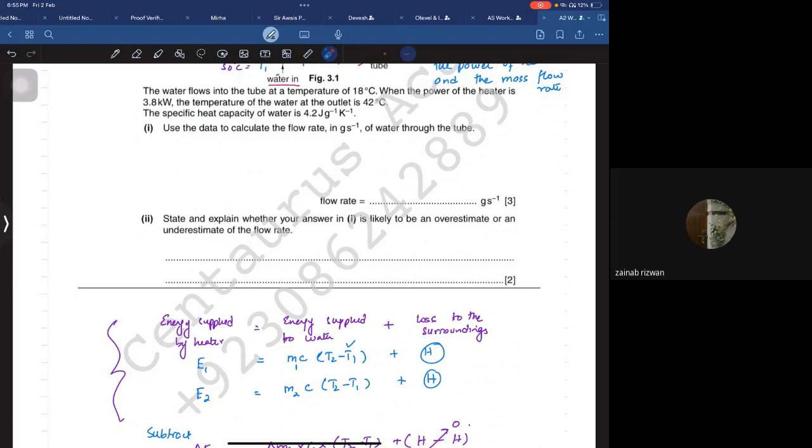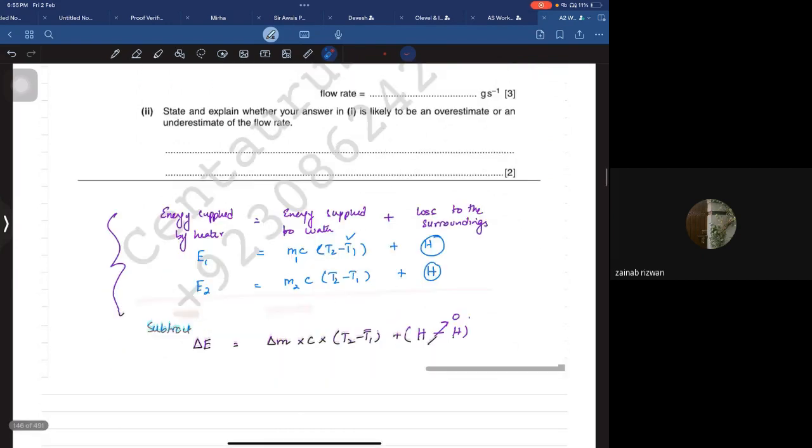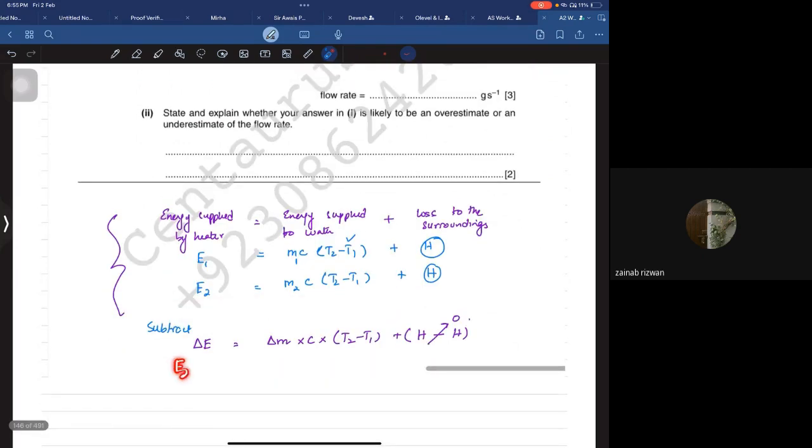Okay. Once you have the two equations, if you subtract these equations, what you get is E2 minus E1, m is m2 minus m1. C is the same value, so it just stays the same. But then what really happens is the heat loss minus the other heat loss will give us zero in the equation, which means that we have successfully removed the heat loss factor from this equation.